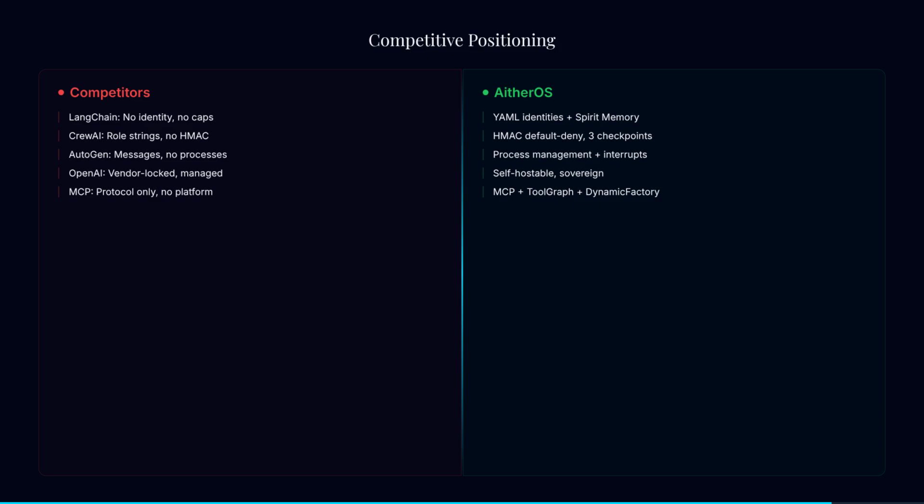On the right, what AitherOS adds: YAML identities backed by Spirit Memory, HMAC default deny capability tokens with 3 enforcement checkpoints, real process management with interrupts, sovereign self-hosting, and MCP plus toolgraph plus dynamic tool factory for adaptive discovery and runtime tool generation. The full agent lifecycle, not just one piece.